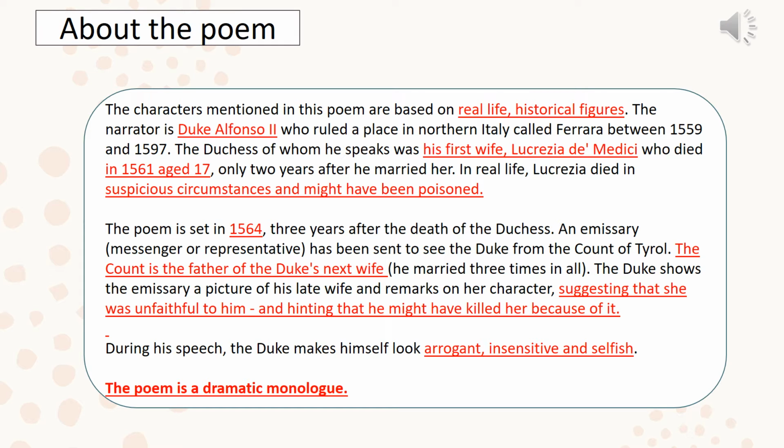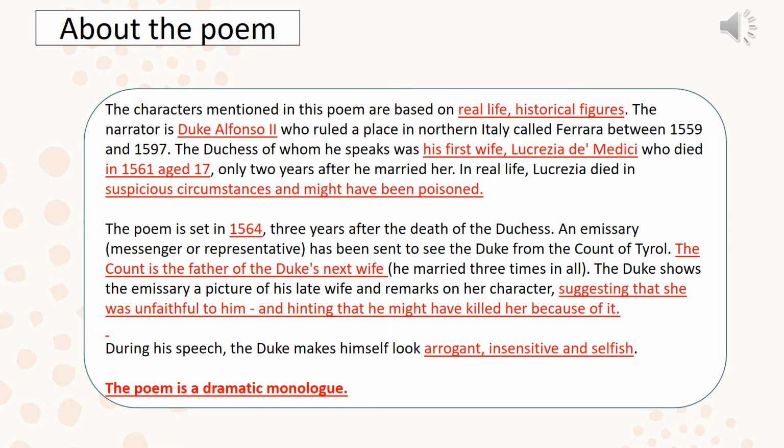The characters mentioned in this poem are based on real-life historical figures. The narrator is Duke Alfonso II, who ruled a place in northern Italy. The Duchess whom he speaks about was his first wife, who died in 1561, only aged 17. Only 2 years after he married her, so she was 15 when she first got married. She died under suspicious circumstances and might have been poisoned.